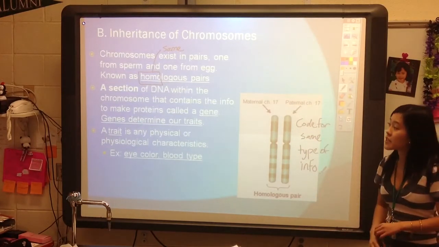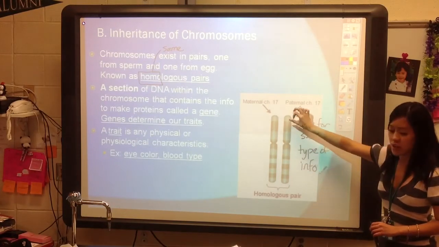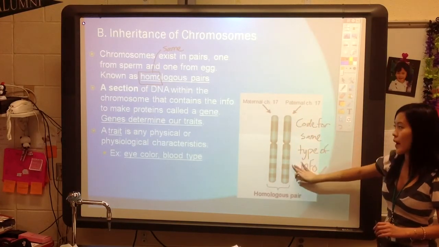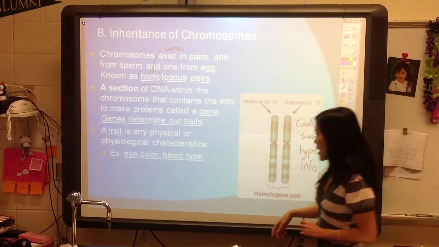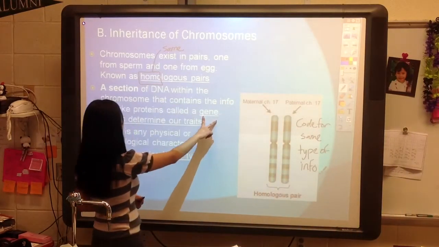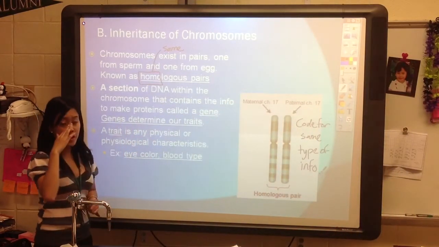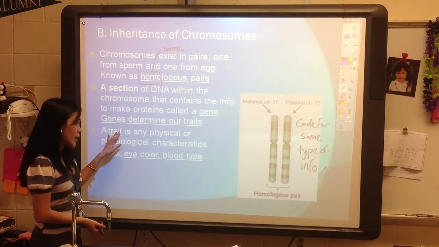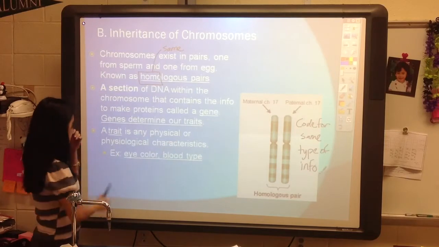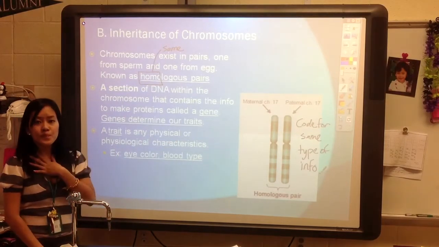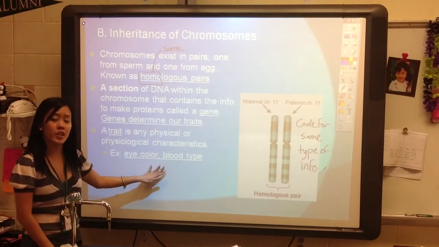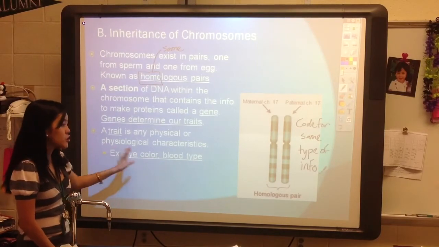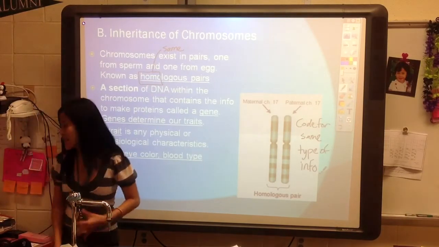So a section of DNA within a chromosome, a small chunk, notice how mine has darker and lighter spots. Each of those different spots are going to be called a gene. And genes determine our traits, and that's what we looked at in our past unit. A trait is going to be anything that's physical or physiological. Physical could be something like our eye color. Physiological could be something like our blood type inside of your body.